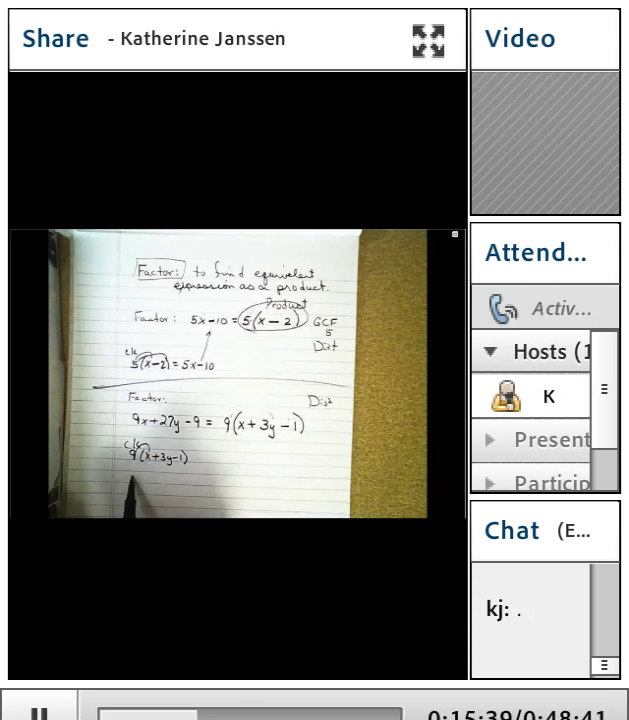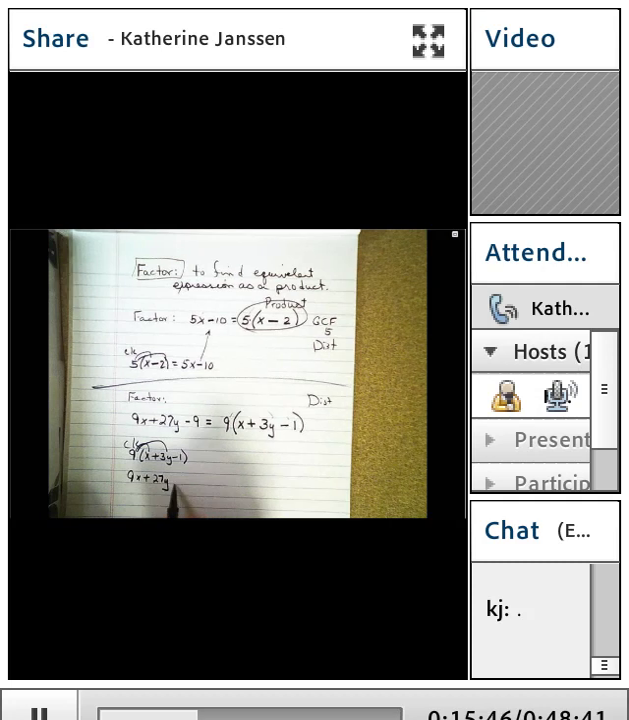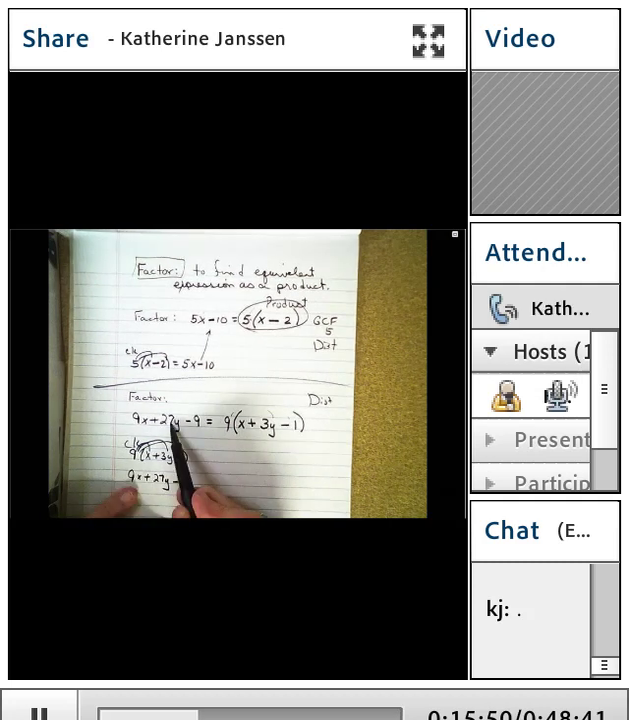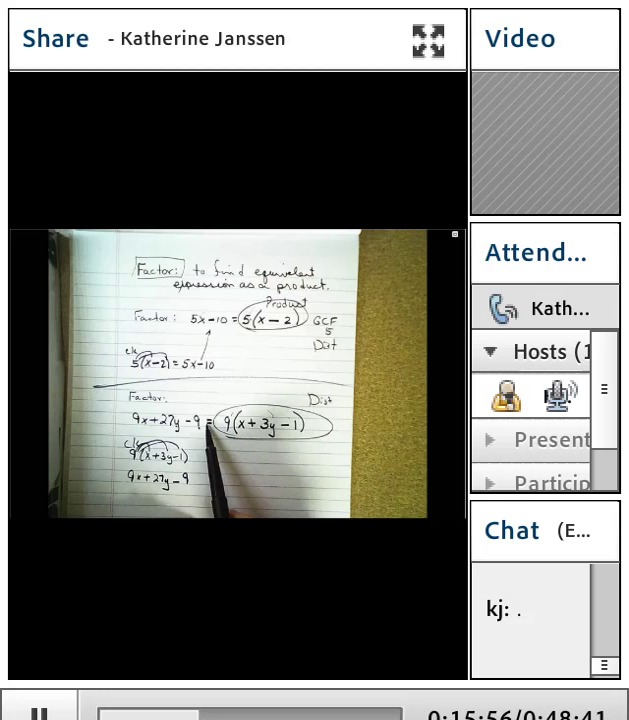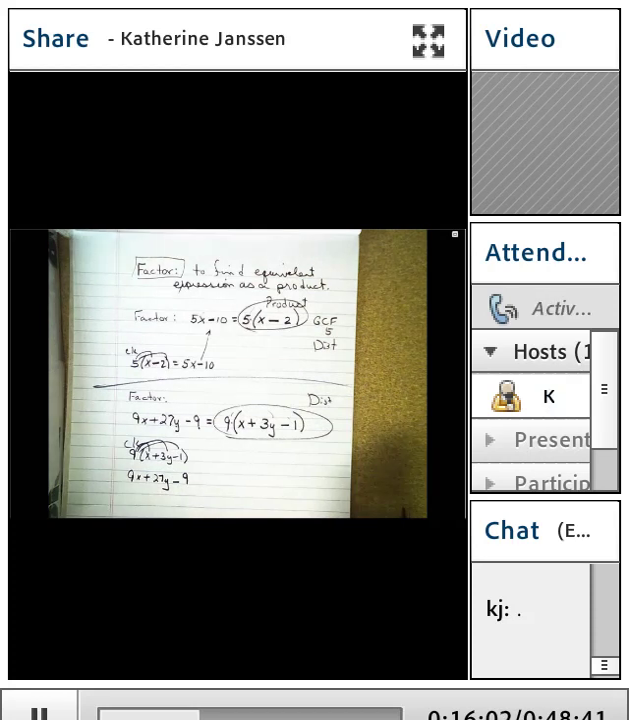9 times x would be 9x, pick up your sign. 9 times the next term would be 27y, pick up your sign. And 9 times the last term is 9. 9x plus 27y minus 9. Sure enough, that checks. So now we have written an equivalent factored, something times something. An equivalent expression factored.